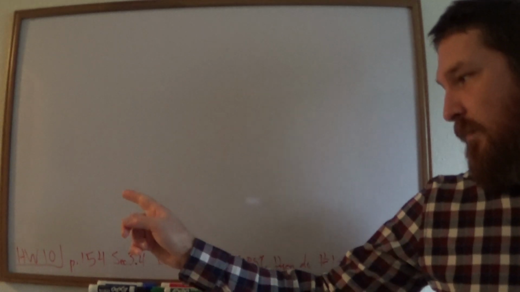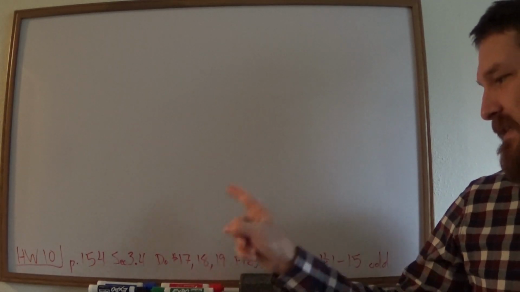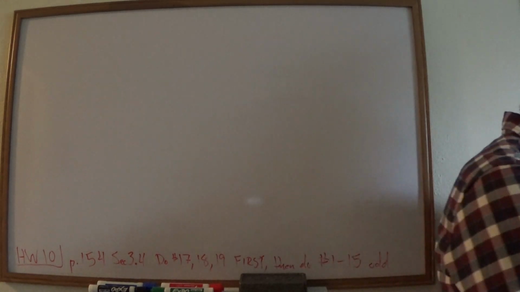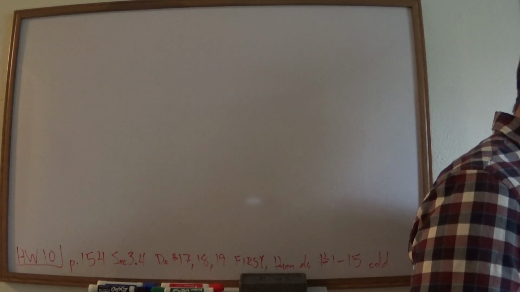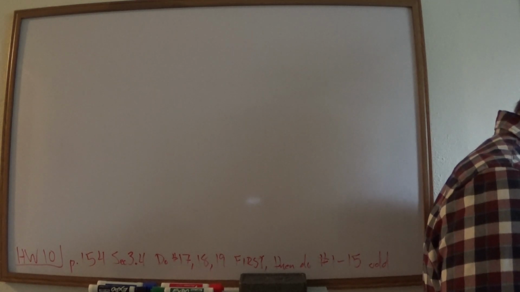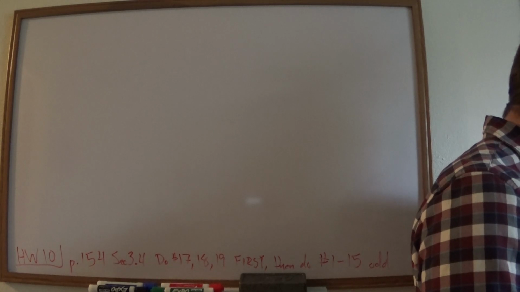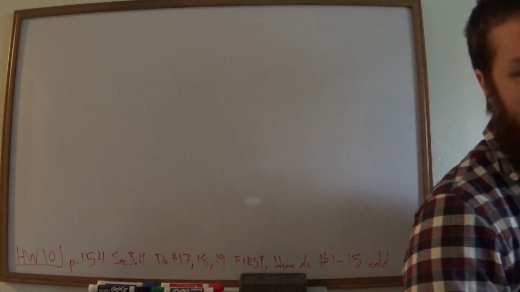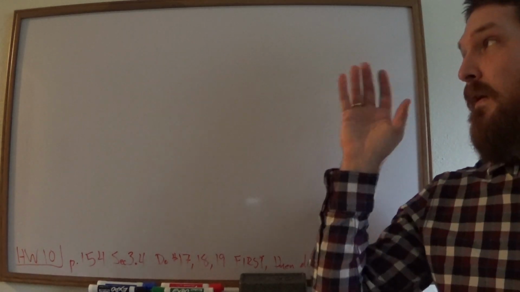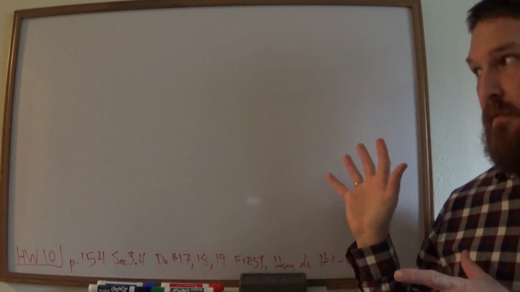Homework 10, page 154, do 17, 18, and 19 first. Each one of those says, prove that the derivative of this is something else. And by the end of the class, you should know exactly what I'm looking for. You're not going to plug it into a difference quotient. You're going to use the quotient rule for each one of those.